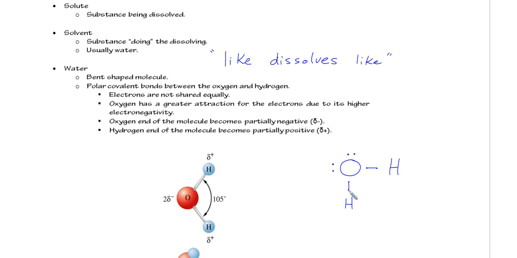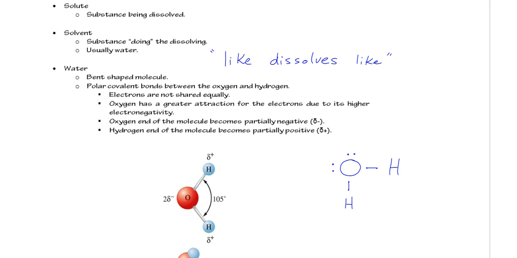Now, you might remember this shape as being bent. These electron pairs around the center oxygen are very important. There's actually 4 groups of negative electrons around the oxygen, and they all repel each other. It doesn't matter if the electrons are bonding electrons or lone pairs of electrons. They're all negative. They all repel.